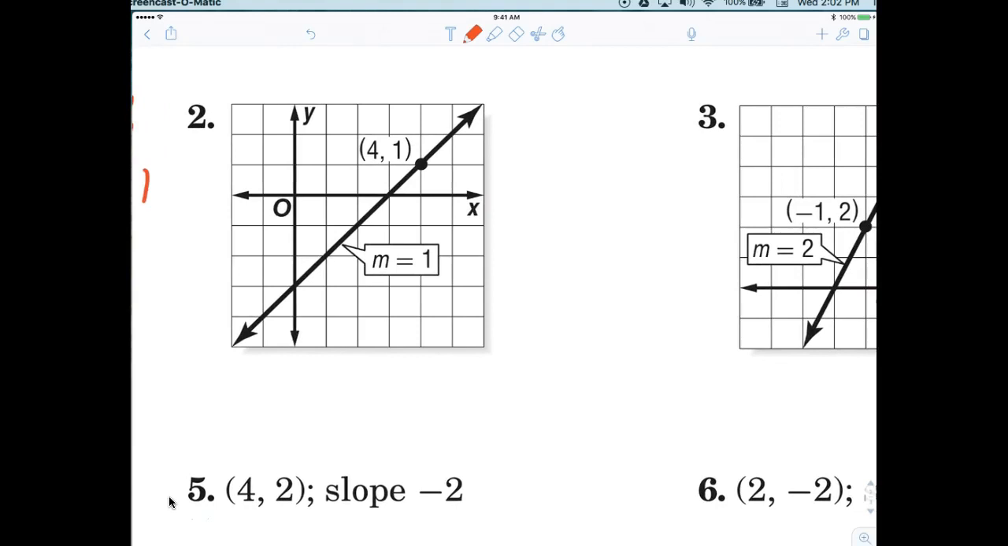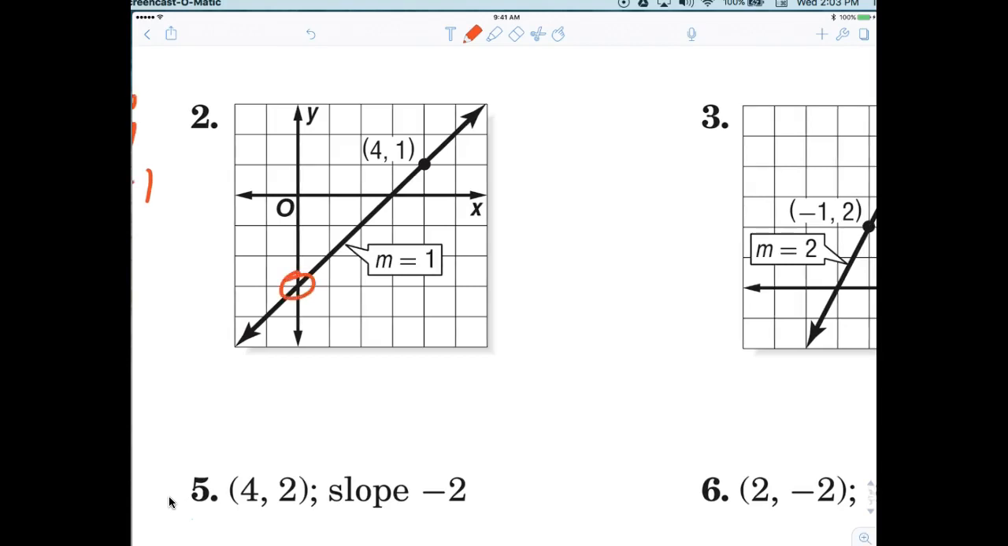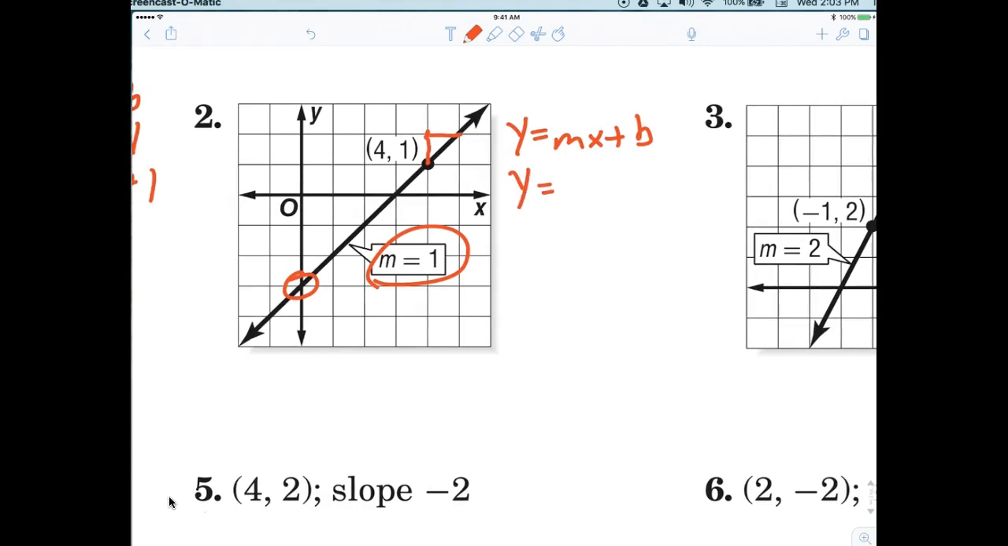Now I'm on number 2. So let's see if I've done a great job. What's the y-intercept? 1. What's the slope? Because they told us, or we could just go up 1 and over 1. So the slope is 1. So everybody write down y equals mx plus b. What's b? What's m? y equals 1x minus 3. y equals x minus 3. How good are we? We're great. Does anybody have any questions with that?